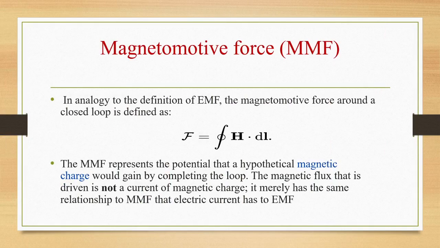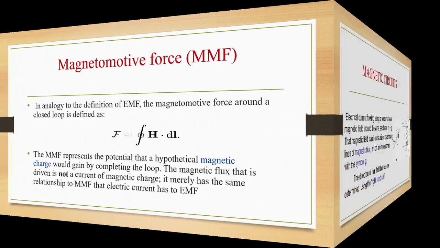So in analogy to the definition of EMF, the magnetomotive force around a closed loop is defined as F equal to closed integral H dl, where H is the magnetic field intensity. MMF represents the potential that a hypothetical magnetic charge would gain by completing the loop. Magnetic flux that is driven is not a current of magnetic charge. It merely has the same relationship to MMF that electric current has to EMF.